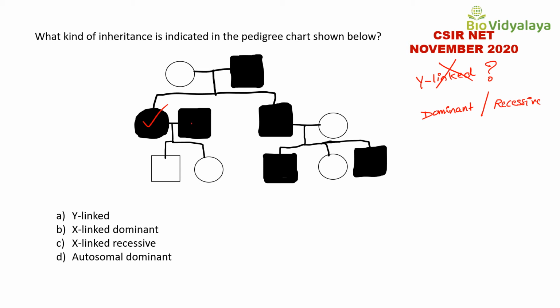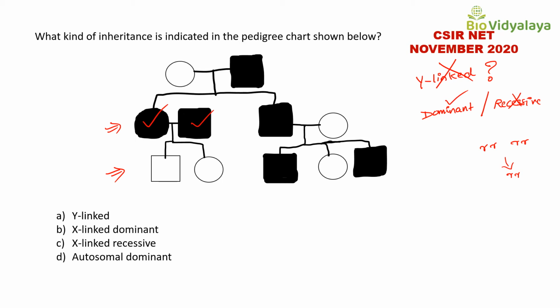Here you can see that both the parents are affected. Both these parents are affected, but their offsprings are unaffected, isn't it? From this observation, we can confirm that this is not a recessive trait. In the case of a recessive trait, we know that if both the parents are affected, then all the kids should be affected. But here, both the offsprings are unaffected. That's why this is not a recessive trait. This is a dominant trait.